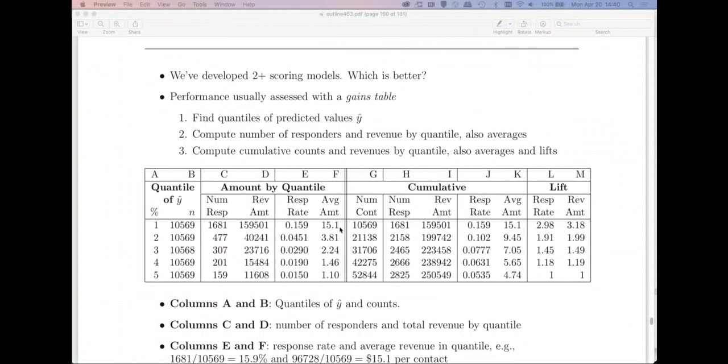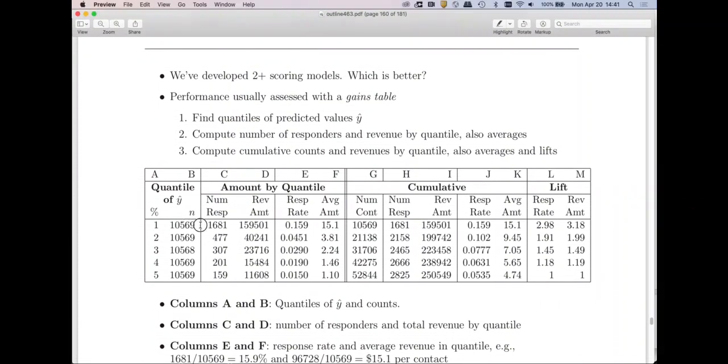Let's now look at the right-hand side of this table. The right-hand side consists of cumulative counts. These are just running totals of what we're doing on the left-hand side. So let's say we wanted to contact the first two quintiles. In that case, we would add 10,569 in both the first and the second quintiles. That gives us a total of 21,000 people who've been contacted.